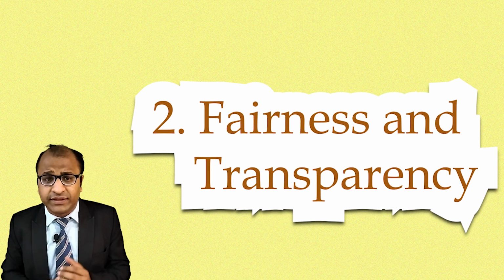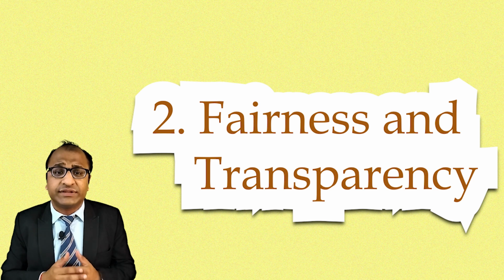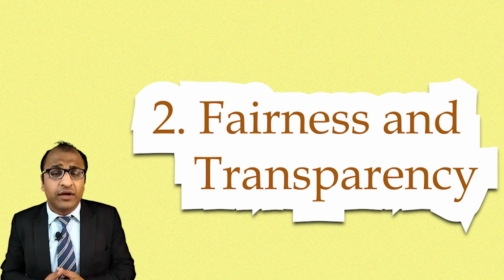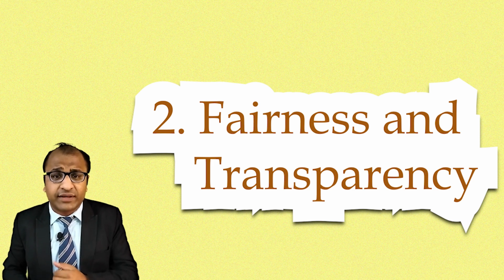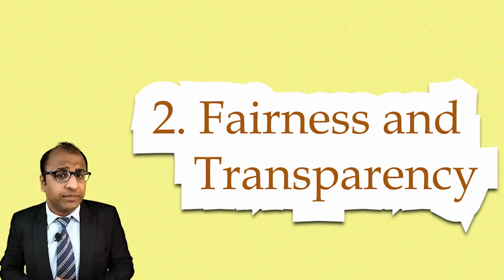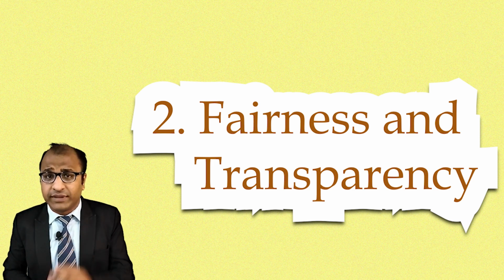Next comes fairness and transparency. The allocation method should be fair and transparent to stakeholders, including donors, project managers, and beneficiaries. It's essential to communicate the rationale behind the allocation method to build trust and ensure accountability.